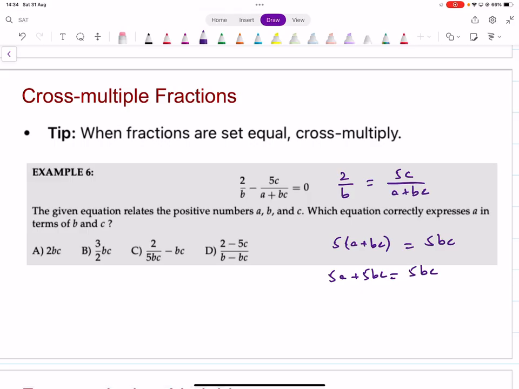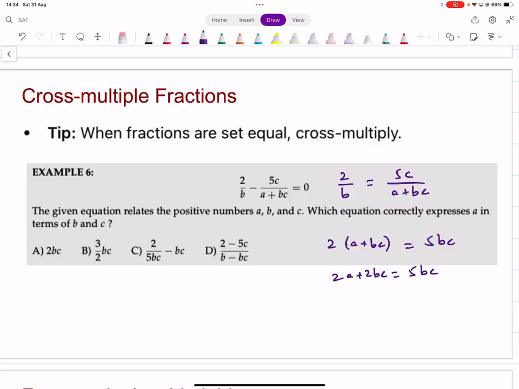अच्छा, मैंने क्या गलत किया वहाँ पे? 2 उधर था, I'm sorry. This was 2. Okay, let me check this again. 2 over b, that equals 5c over a plus bc. I've copied that correctly. And now when we cross multiply, we have 2 into a plus bc. And that equals 5bc. So on the left side, we have 2a plus 2bc.